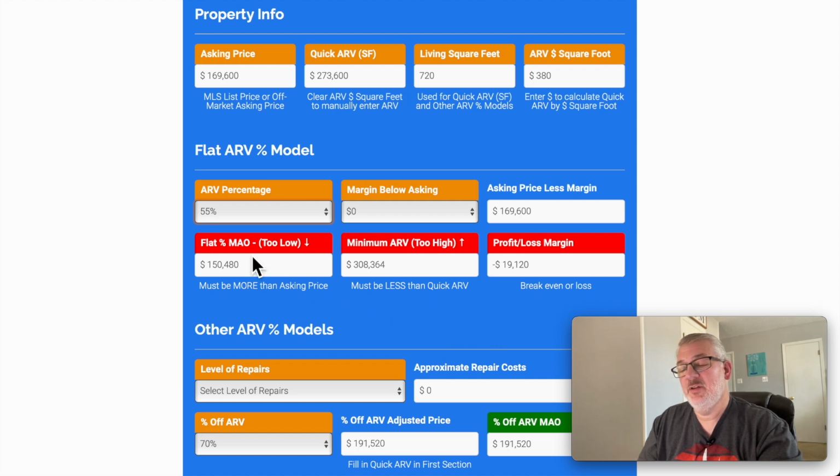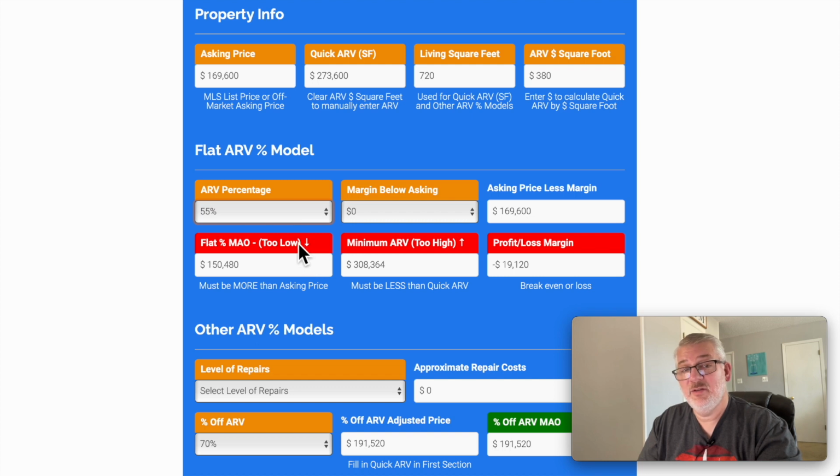When I do that, you can see it pops up these 3 tabs and calculates them for you, and they're all in red. The reason is that this right here is the flat percentage most allowable offer. Based on this ARV and this ARV percentage, this should be the most allowable offer. As you can see, 150 is less than this 169, which is the asking price.